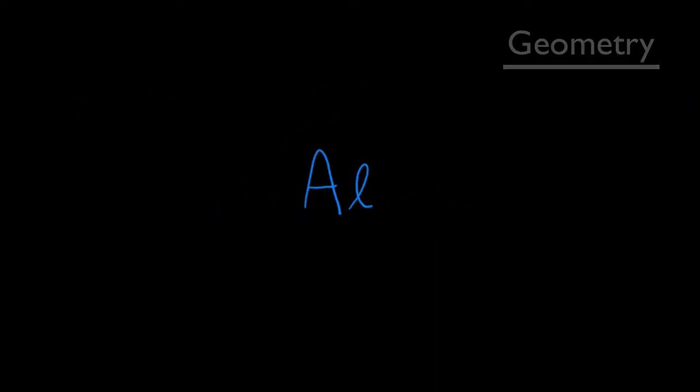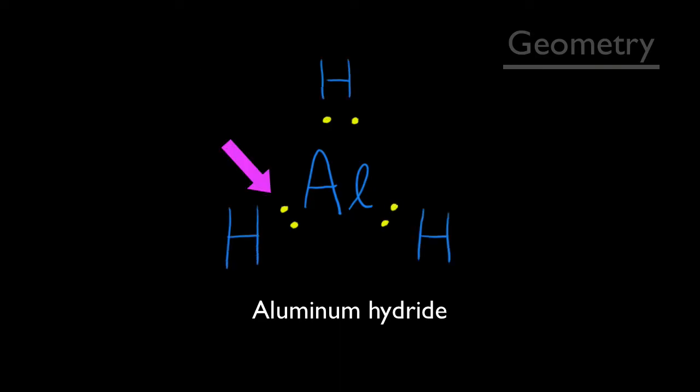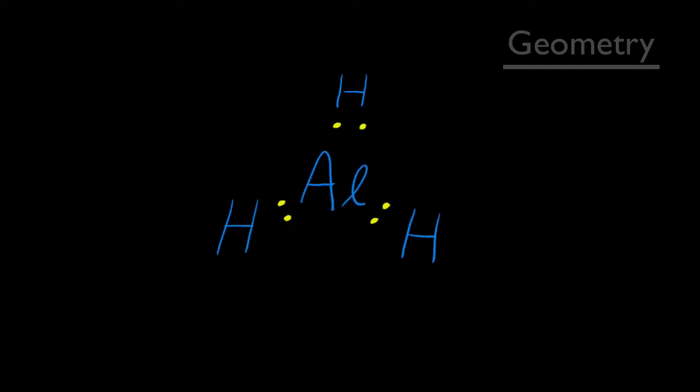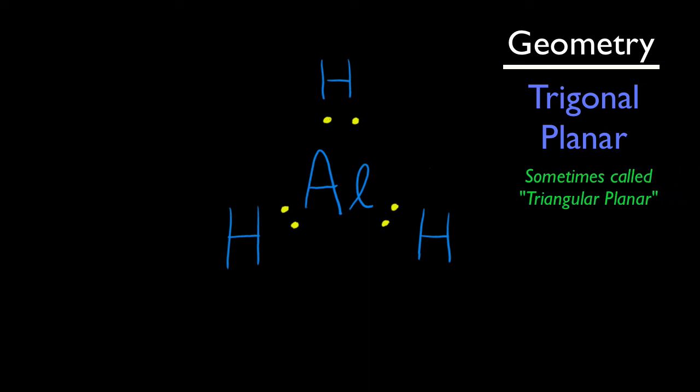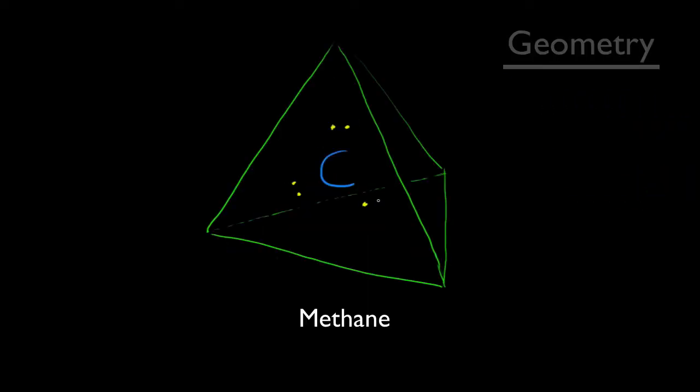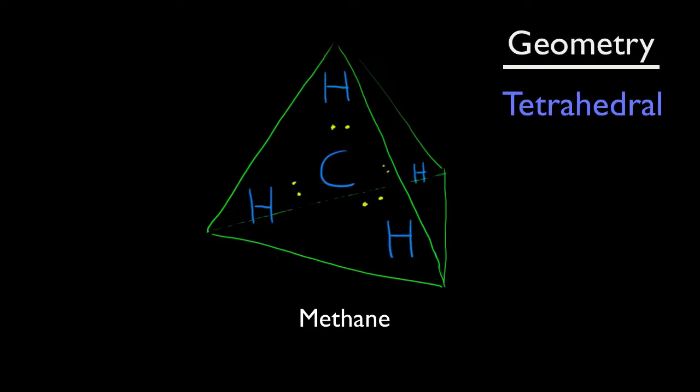Here's aluminum hydride, AlH3. Notice there are three pairs of electrons around the central aluminum atom. To optimize separation, the pairs space themselves 120 degrees apart within a plane. The result is that trigonal planar geometry. Lastly, consider methane, CH4. With four electron pairs, the result is a tetrahedral geometry.